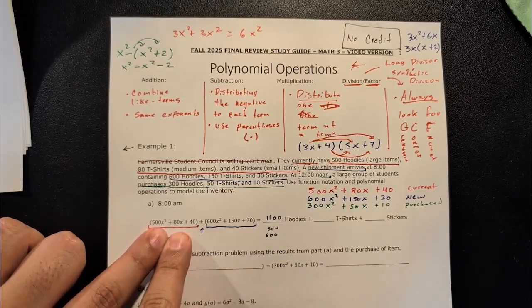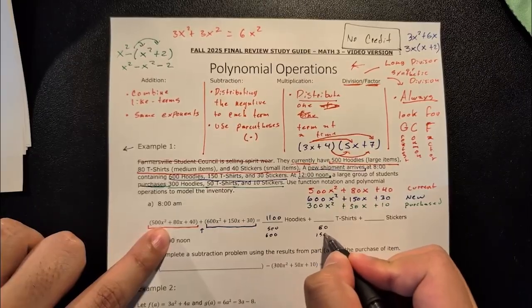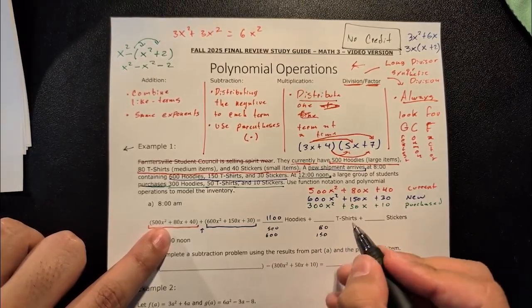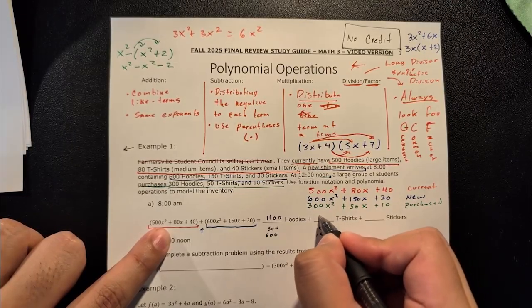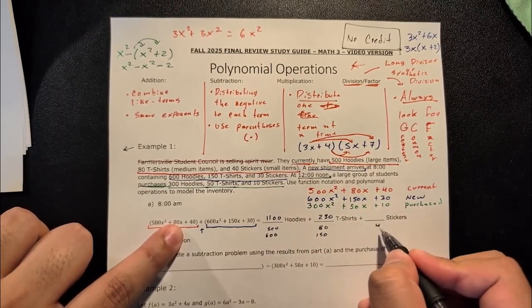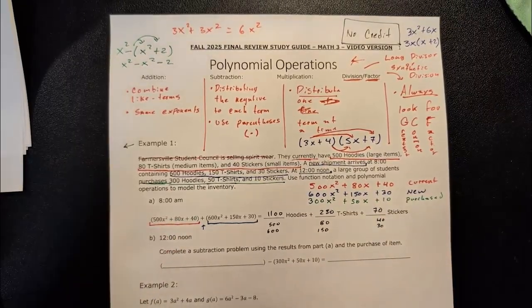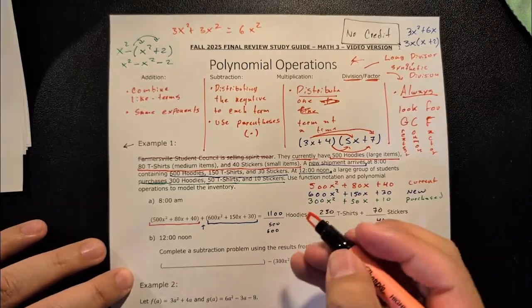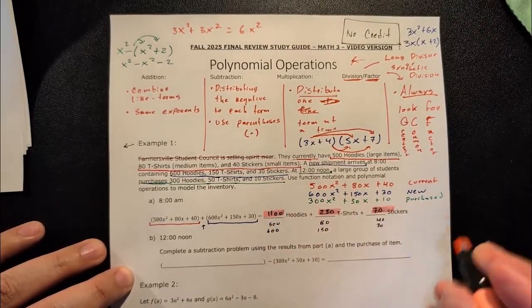Then I'm going to do 80 plus 150 to get me, what is this? 230. And then we have 40 plus 30 to give me 70. Okay. So I'm just gonna highlight my answers. That one, that one, that one.